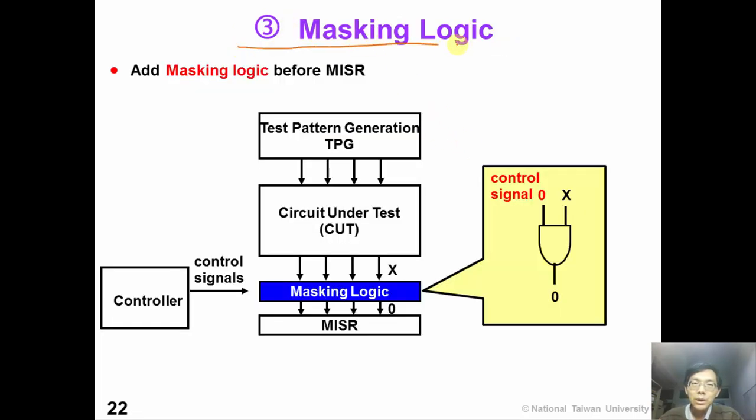And the third solution is we can mask unknowns coming out from the CUT using masking logic. As is shown in this figure, we insert the masking logic before the MISR. And we have a controller that generates the control signal. When we have unknown coming out from the CUT, we can mask the unknown using a simple logic such as an AND gate. When the control signal is 0, we can mask the unknown so that a 0 is coming into the MISR.